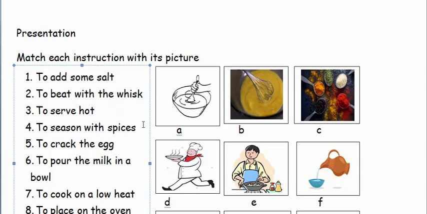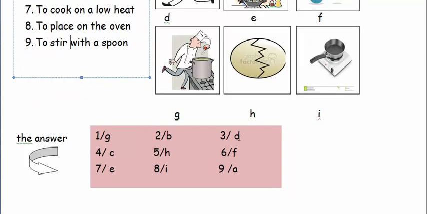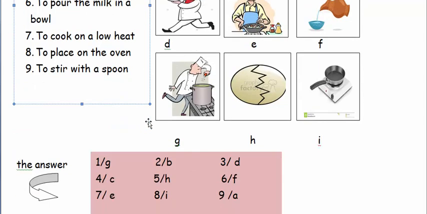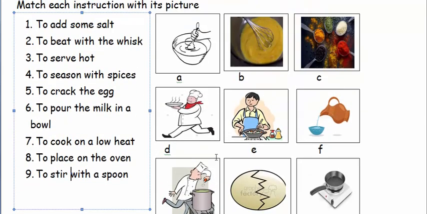To serve hot. This is number 3. It's with the D. So now he is serving a dish hot. You see this? It's hot. To season with spices. This is number 4. Number 4 is with C. So this is what we call spice, a spice.